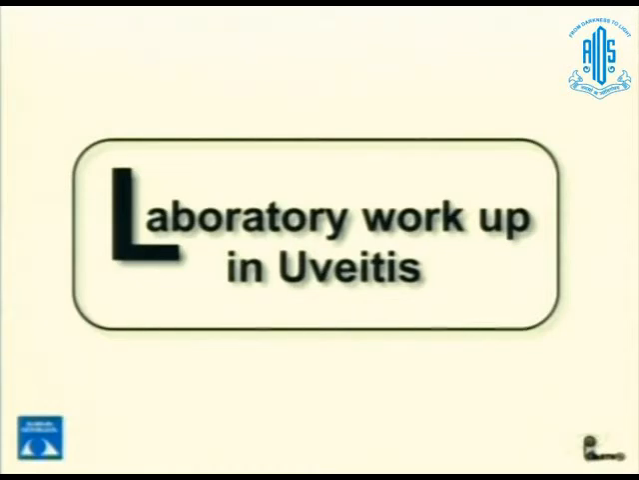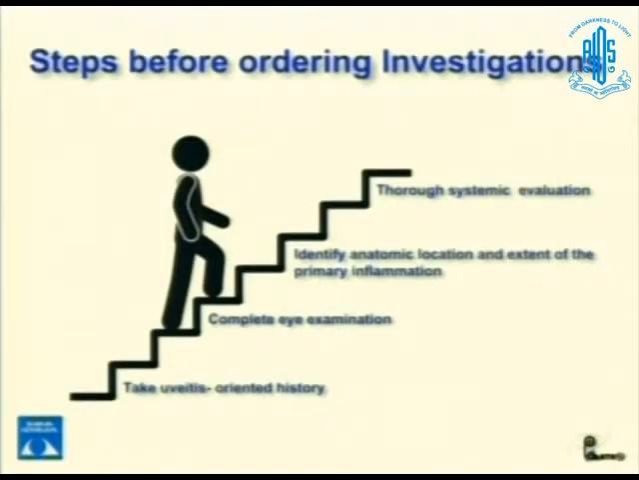Now, there are a lot of laboratory workups available, so don't go on a fishing expedition. Before planning the laboratory workup, there is a stepwise approach. First, take a uveitis-oriented history. Then go for a comprehensive eye examination. Then identify the anatomical location, and decide about the primary site of the inflammation. Then do a brief systemic examination, which will help you decide about the laboratory tests.